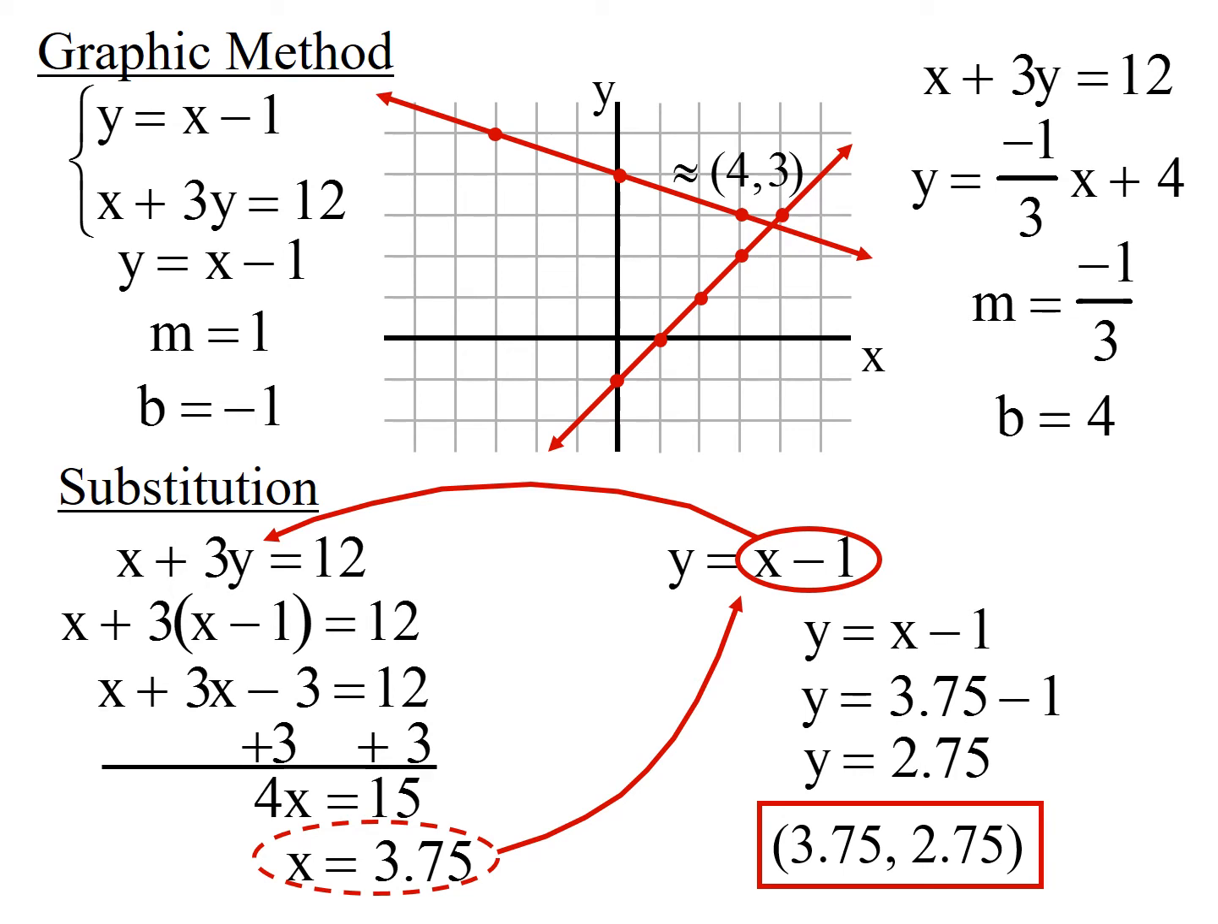So if you have a graph, go ahead and do the graphing method. But if you just have equations, the algebraic methods are going to be the ones that you're going to want to use the most, because they will always give you the exact answer.